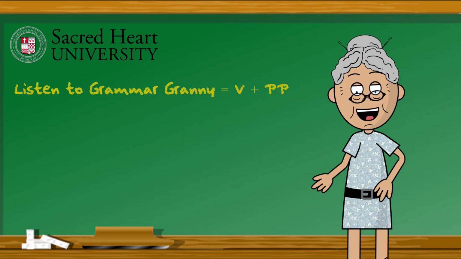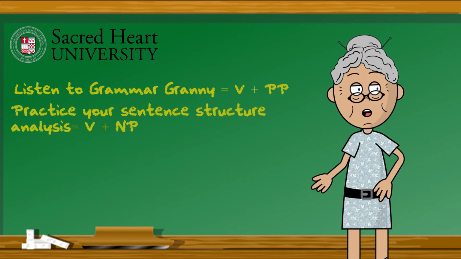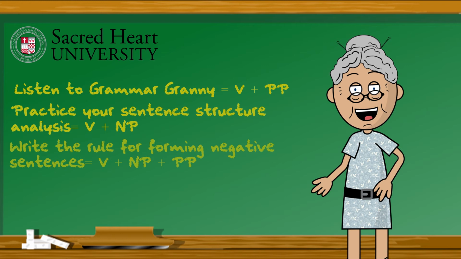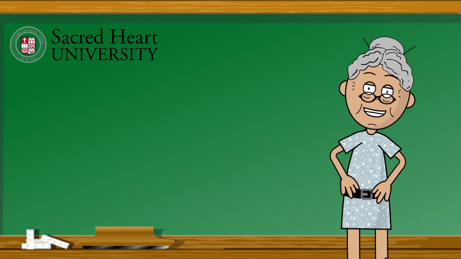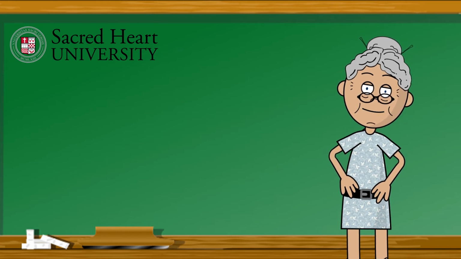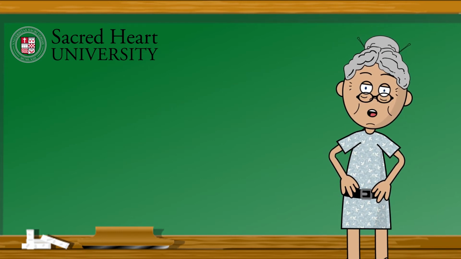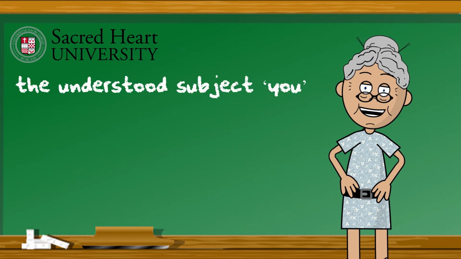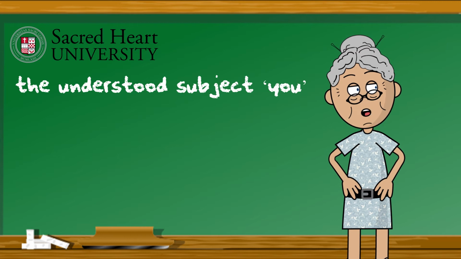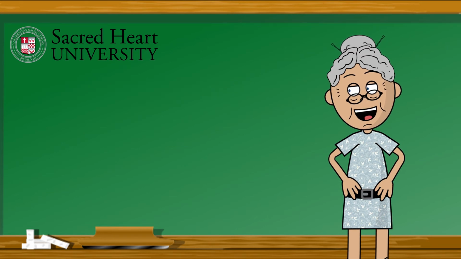Listen to Grammar Granny has a verb and a prepositional phrase. Practice your sentence structure analysis has a verb and a noun phrase. Write the rule for forming negative sentences has a verb and a noun phrase and a prepositional phrase. But what's the subject? Maybe this question stirs some vague memories of learning the understood subject you. That's right, the subject of all these imperative sentences is you.